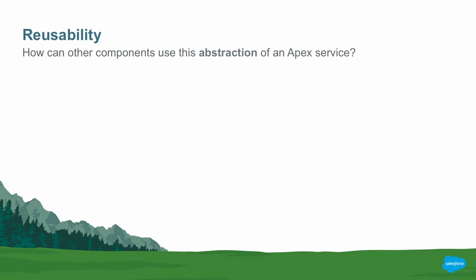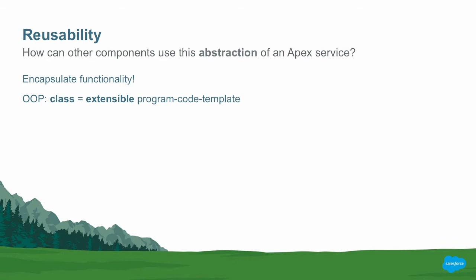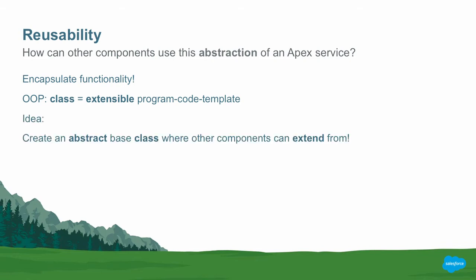So I thought about reusability. How can other components use this abstraction of an Apex service? This is actually what we built. We built an Apex service, which I can reuse whenever I call an Apex class. So you have to encapsulate functionality. I mean, that's also a paradigm of object-oriented programming. It's always good to encapsulate things into their own things. And you probably know that when you look at Wikipedia, a class is defined as an extensible program code template. This is the definition of a class. So my idea: we could create an abstract base class that other components can extend from.